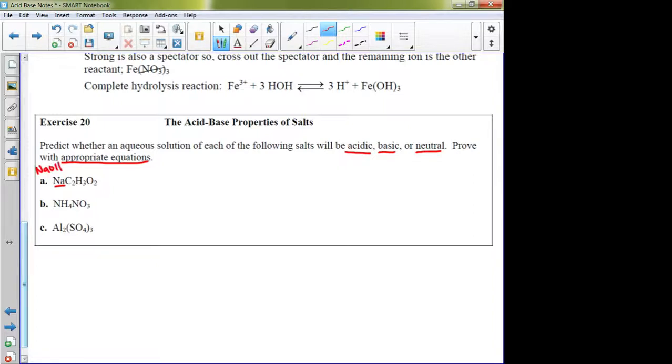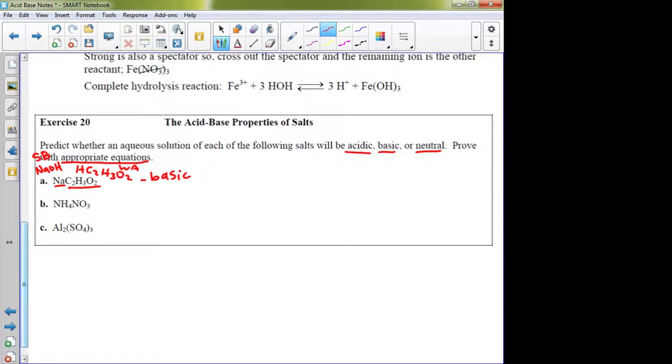NaOH. Thank you. And so that means my acetate had to come from HC2H3O2, right? Okay. NaOH is a strong base. Acetic acid is a weak acid. So therefore I know this is going to be what? A basic solution. Because who wins? Strong wins. So I know I'm working with a basic solution here.